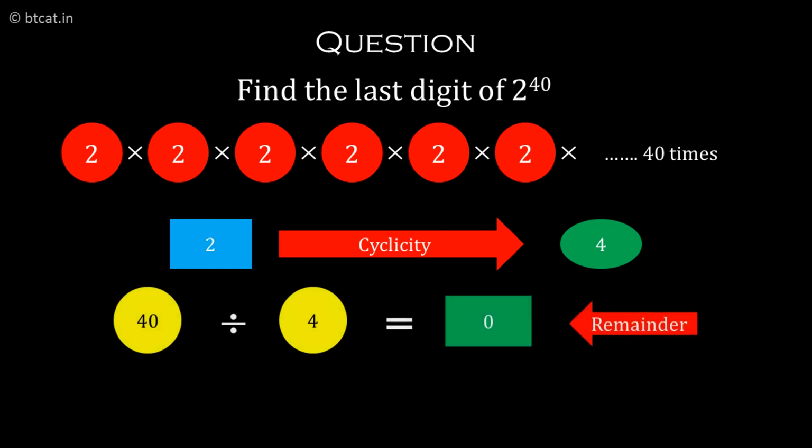So if we do 2 raised to the power 0, we will get a bad result, 1, which is absurd. So the concept says if the remainder is 0, we always raise the base 2 to the cyclicity of the base, which is 4. So the answer will be 2 to the power of 4, which is 6. So this is the concept of cyclicity.